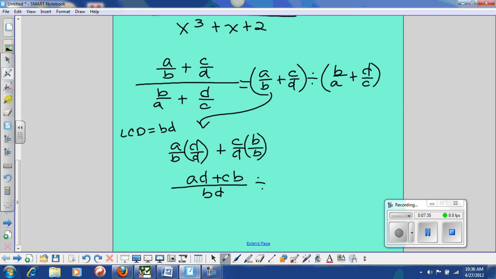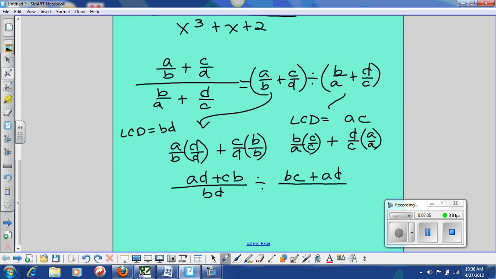Okay, divided by, let's take this one, our LCM, or LCD, is going to be AC, isn't it? So I've got B over A, and I have to multiply that by C over C, plus D over C, what's missing from my denominator is A. So this becomes BC plus, let's do AD to keep them in alphabetical order. D times A is the same as A times D, all over AC.